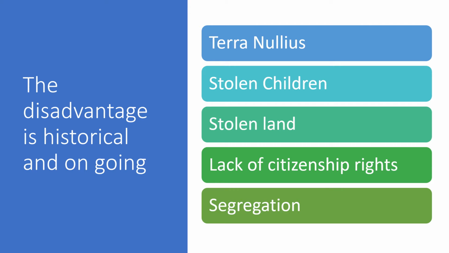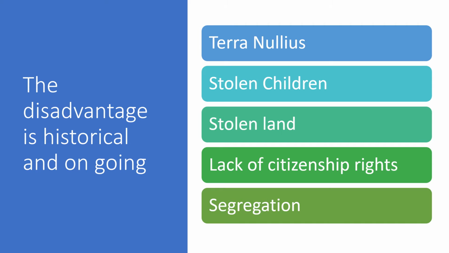Indigenous people didn't have citizenship rights under the federal government until 1948, although they were welcome to fight in both World War I and World War II. There was segregation all throughout Australia until the passing of the Racial Discrimination Act in 1975.